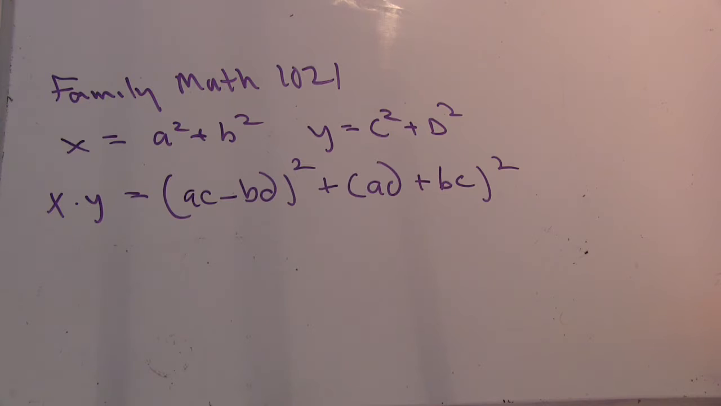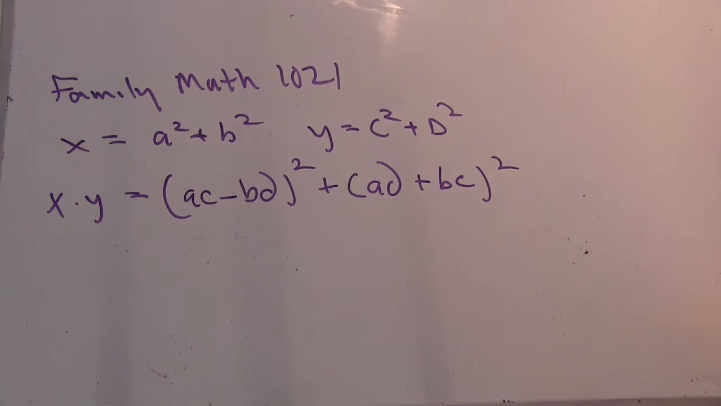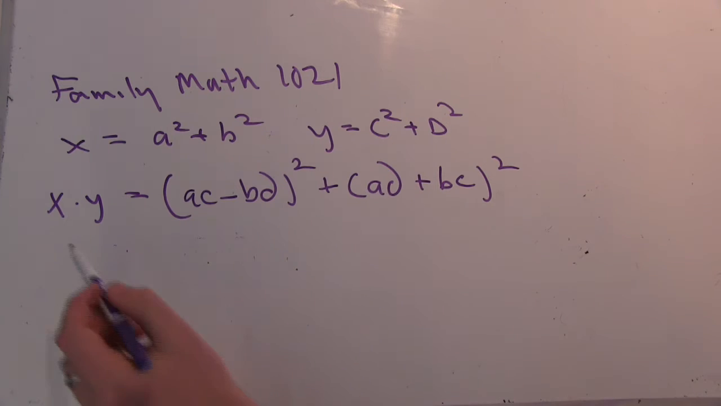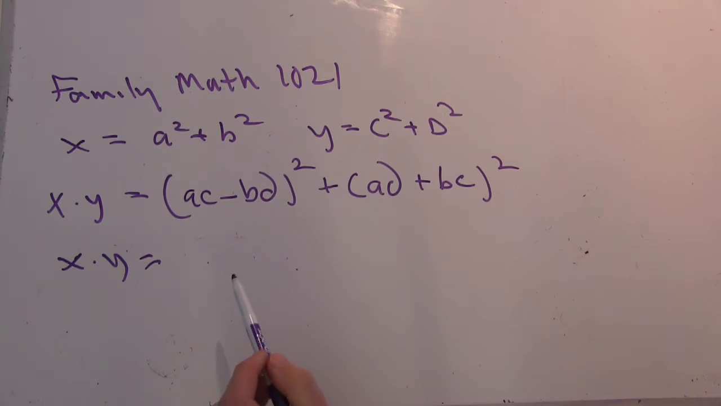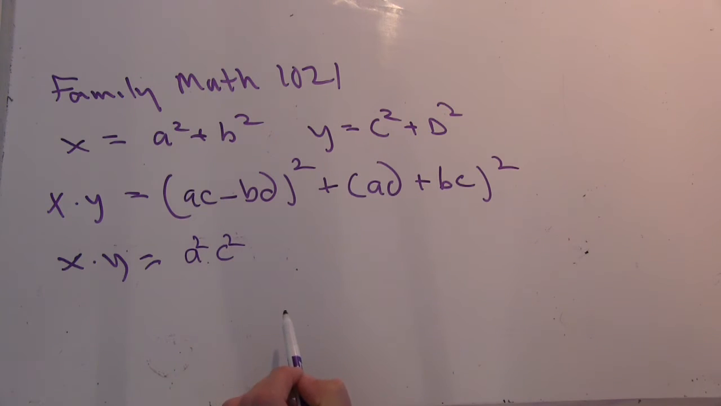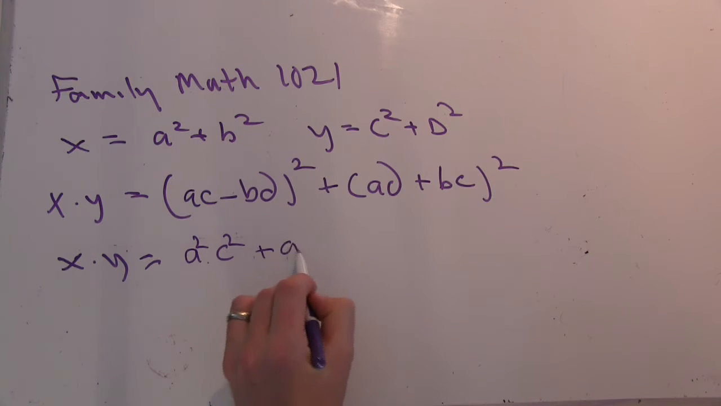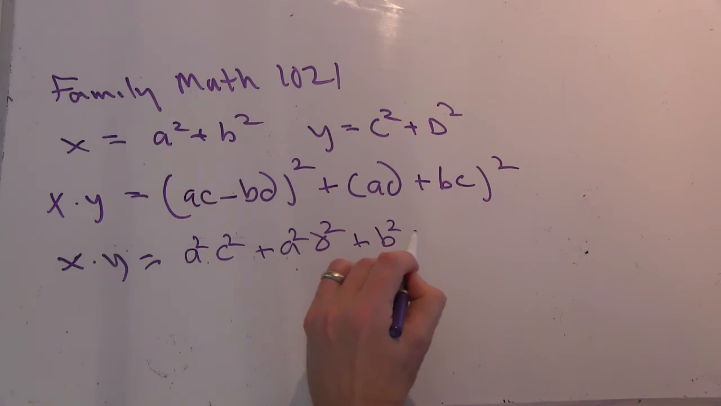So what do you think you'd do? Well, first you could just see what multiplying these things gets you. Okay, and what is that going to get me? x times y equals a squared c squared, plus a squared d squared, plus b squared c squared, plus b squared d squared.